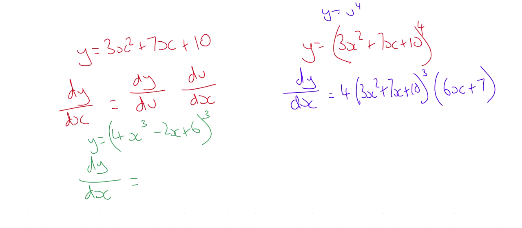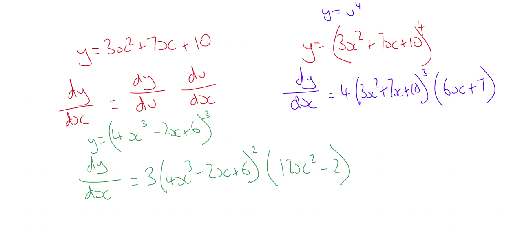Okay, so hopefully we got that. 3 comes down the front, and then we reduce the power by 1, so we get squared. Then the next bit is the differential of the bit in the bracket. So we should have 12x squared minus 2. Did we all get that?